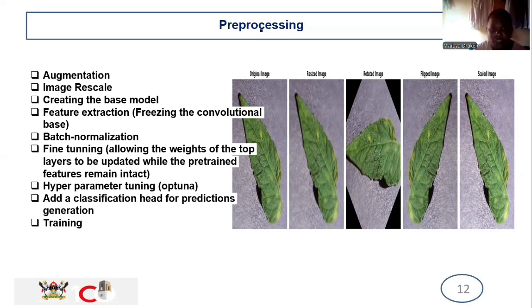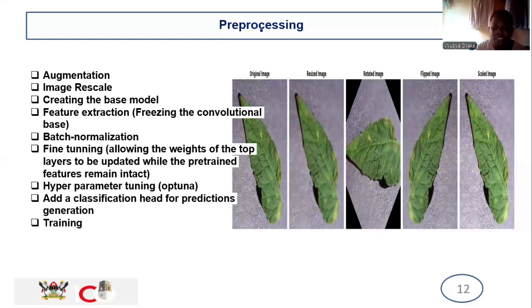This was done under fine-tuning, allowing the weights of the top layers to be updated while the pre-trained features remained intact. Hyperparameter tuning was done using Optuna to get the optimal training parameters, that is the learning rate, batch size, and the dropout rate.